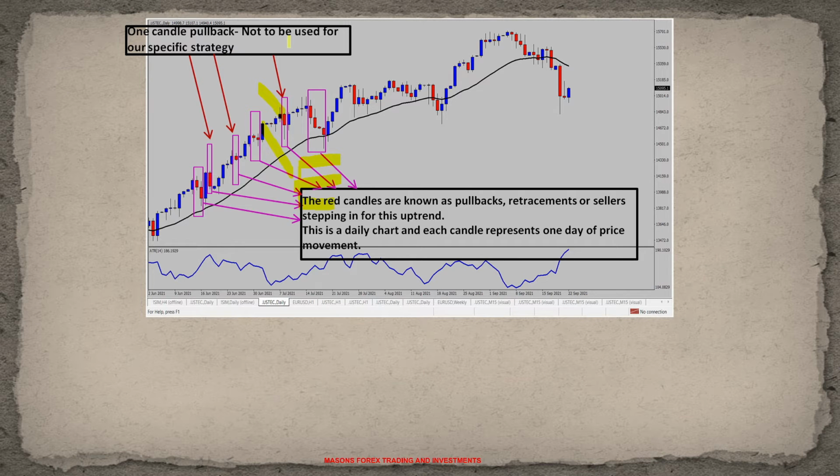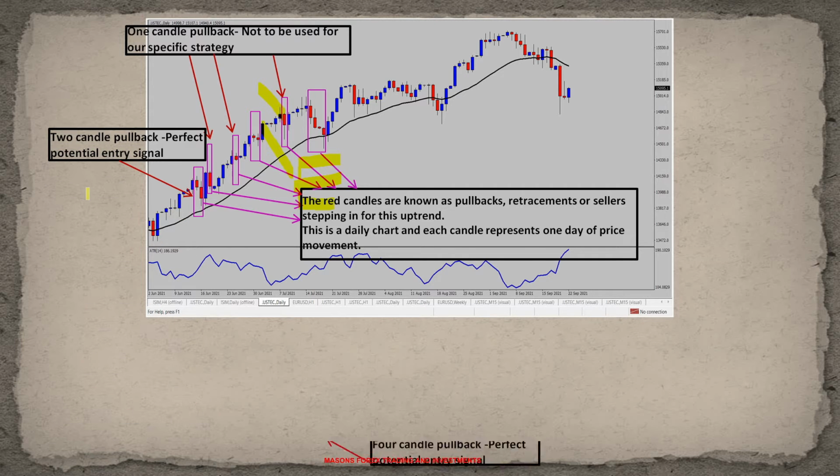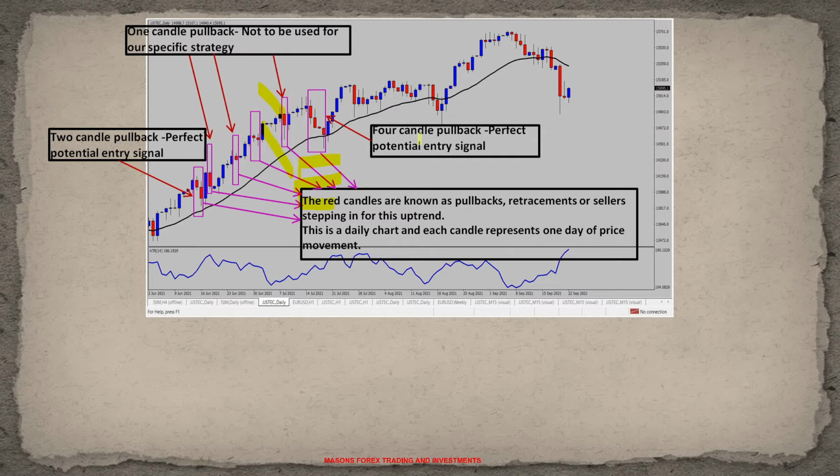1 candle pullback, not to be used for our specific strategy, as mentioned. 2 candle pullback, perfect potential entry signal. 4 candle pullback, perfect potential entry signal.